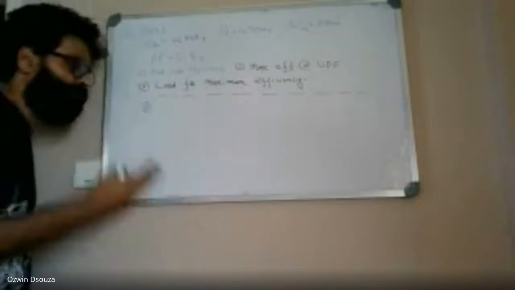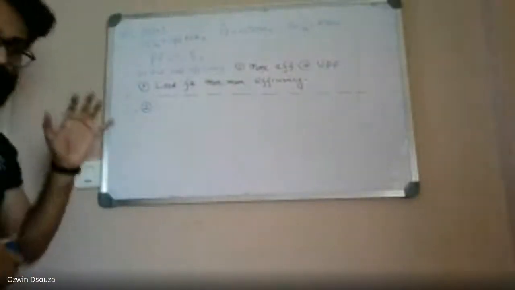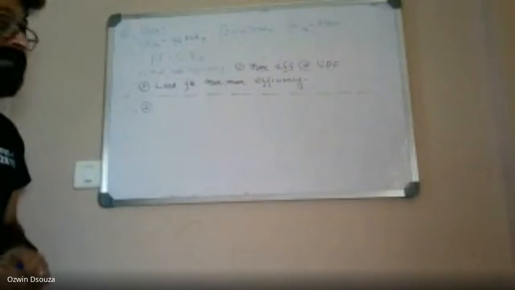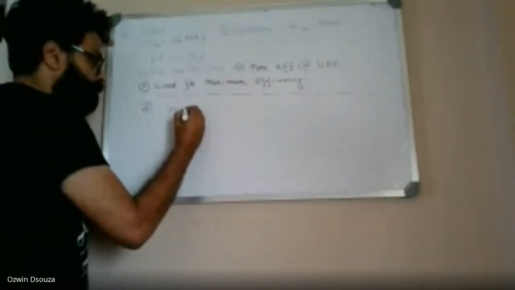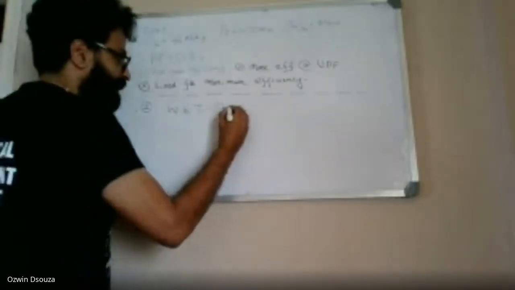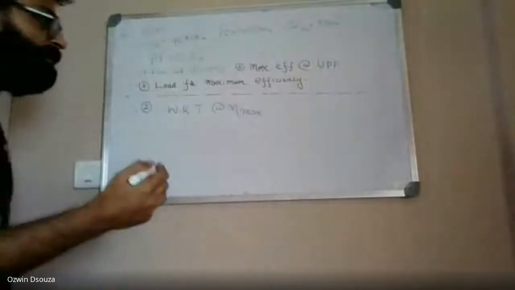See, there are two ways of solving this. You can first find the load at maximum efficiency, and then proceed with the calculation of maximum efficiency. Or you can make use of the condition at which the maximum efficiency occurs. So we have seen that at eta max, the fixed loss or the core loss is equal to the variable loss, right?